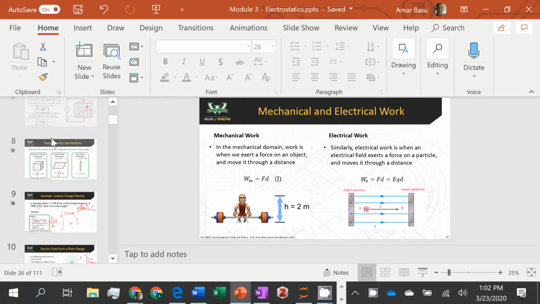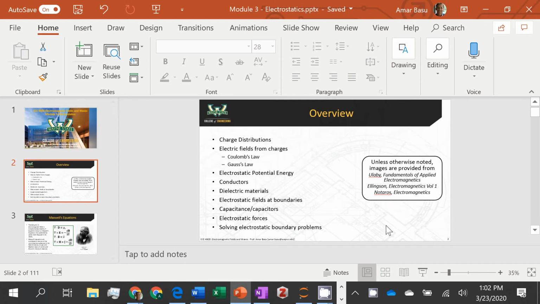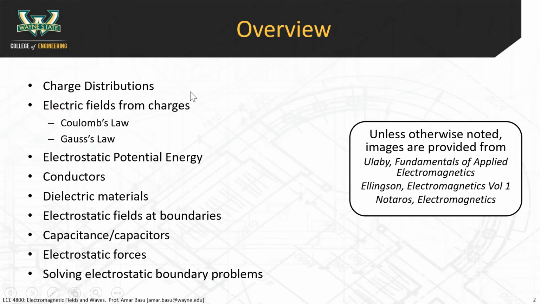So I'm going to start up here and remind ourselves what we were looking at before and what we're going to be looking at today. So far in this module, we've covered charge distributions. We've talked about electric fields from charges. Electrostatic potential energy is what we're going to be talking about today. If you remember, before spring break, we talked about Coulomb's law and Gauss's law.